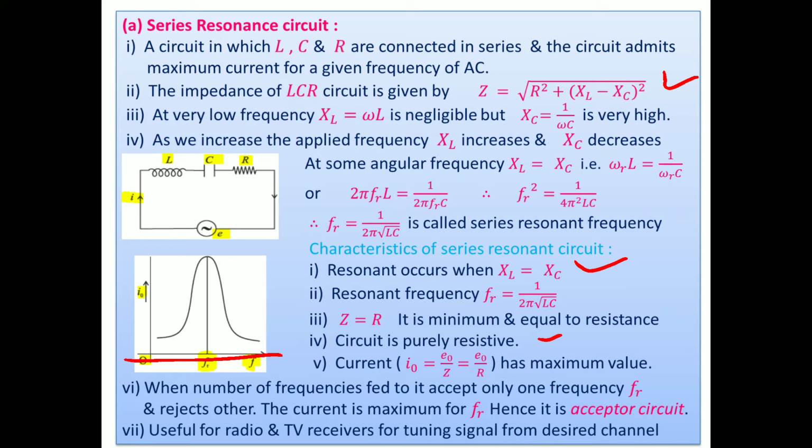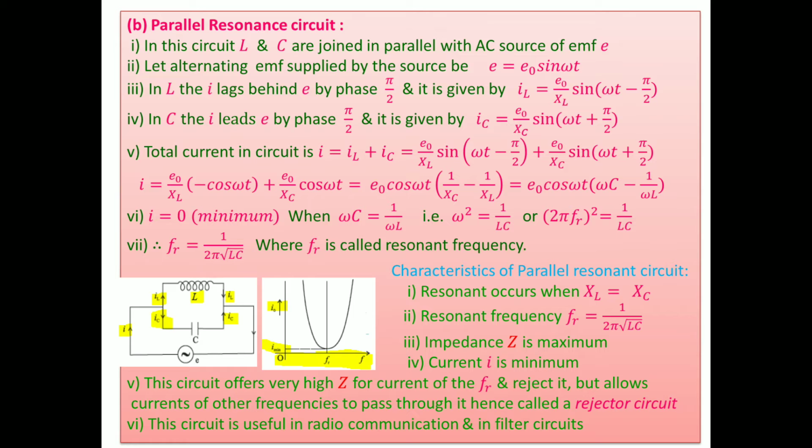This circuit is called the acceptor circuit. It accepts the current, or it allows the maximum current to flow at resonant frequency. That's why it is called the acceptor circuit, and it is useful in radio and TV receivers for tuning signals from the desired channel. I think this is all about series resonance. Thereafter, we go through parallel resonance.